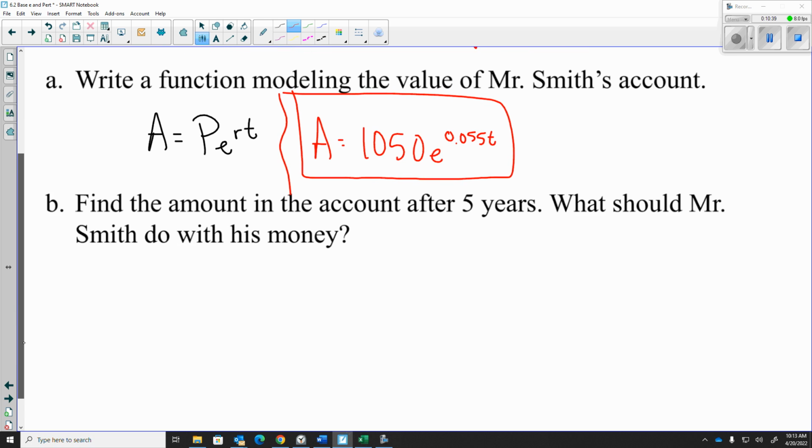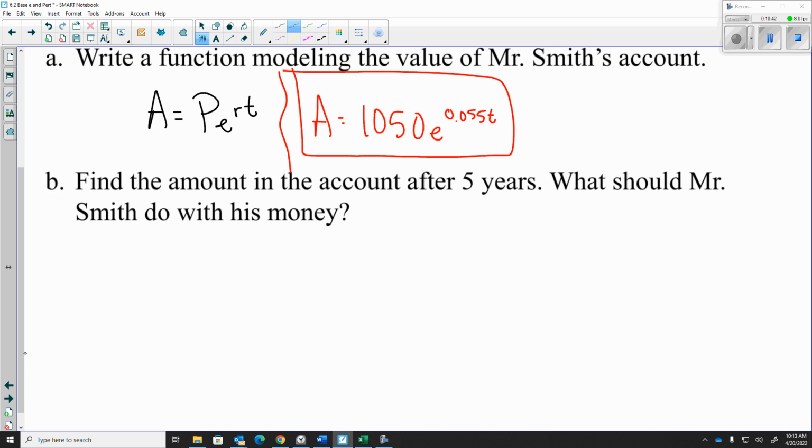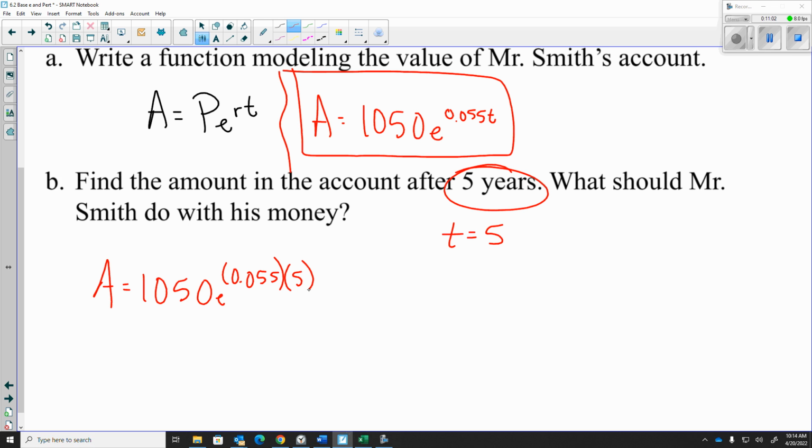All right, after 5 years, what are you going to do? Plug in 5 for T. So it's 0.055 times 5, okay? We still need to consider the order of operations here. You do exponents first, right? But I don't really know what this is yet, so I got to multiply them first. You do 0.055 times 5, and then whatever that is, you have to do e raised to that power.